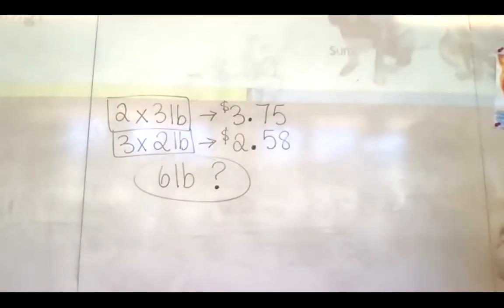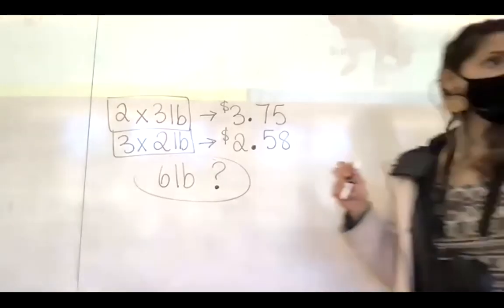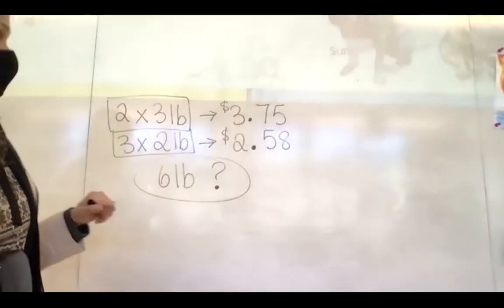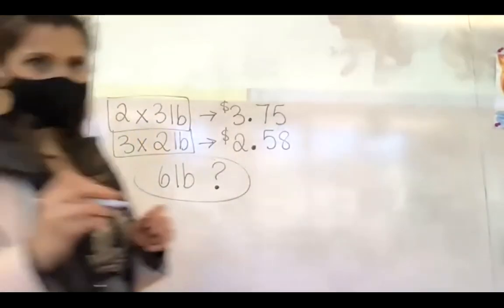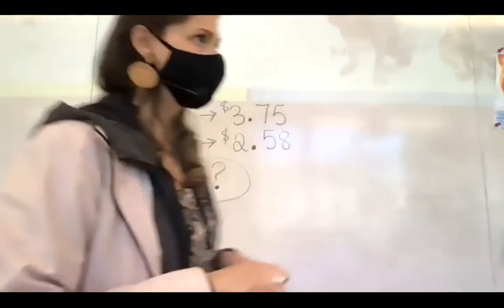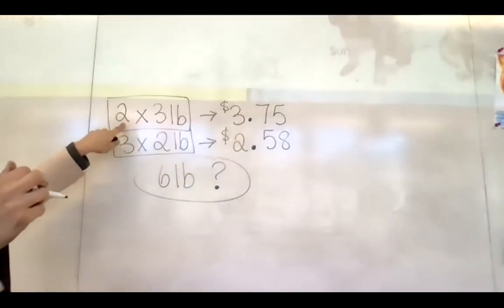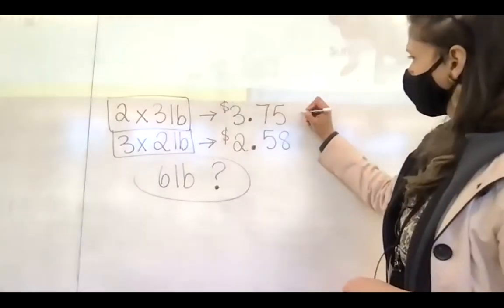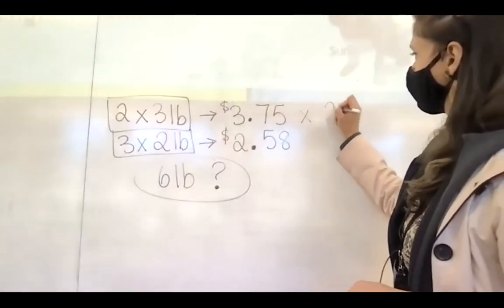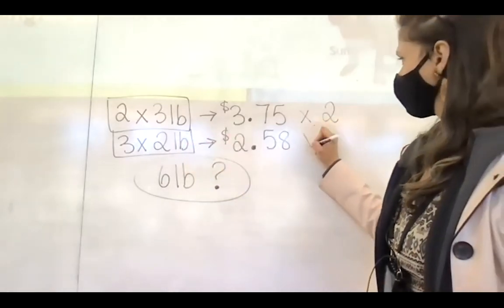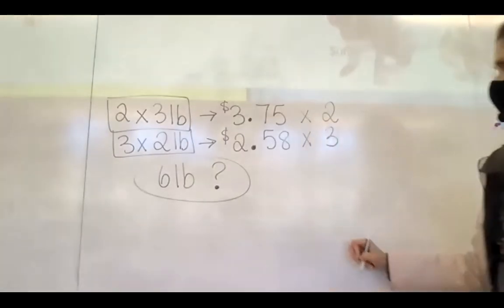I think you would have to find out, add them. I'm not adding quite yet. Anyone? Jordan's on a roll. Jordan, what am I going to have to do? I'm going to have to multiply by the money. So 2 3-pound bags, that means it's $3.75 times 2. For the 3 2-pound bags, it's going to be $2.58 times 3.